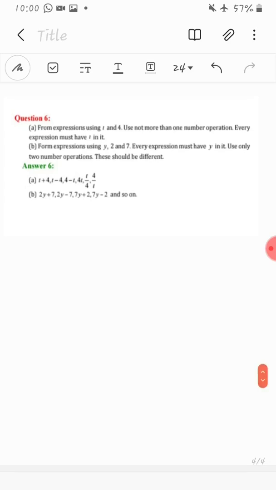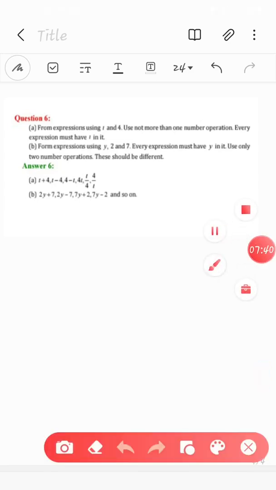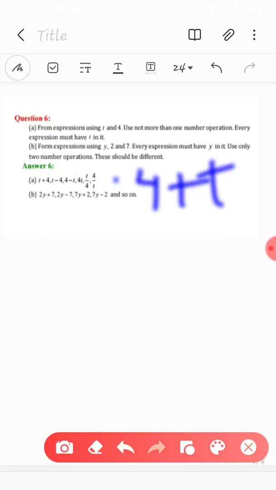I have missed writing this 4 plus t, so you just add that 4 plus t. Okay, and then 4 into t, so 4t. T divided by 4, so t by 4, and 4 divided by t, so 4 by t.